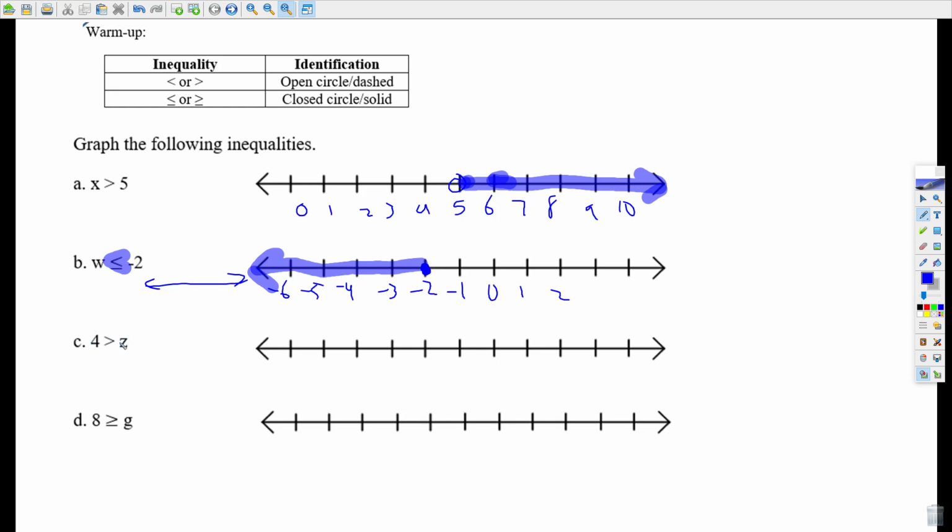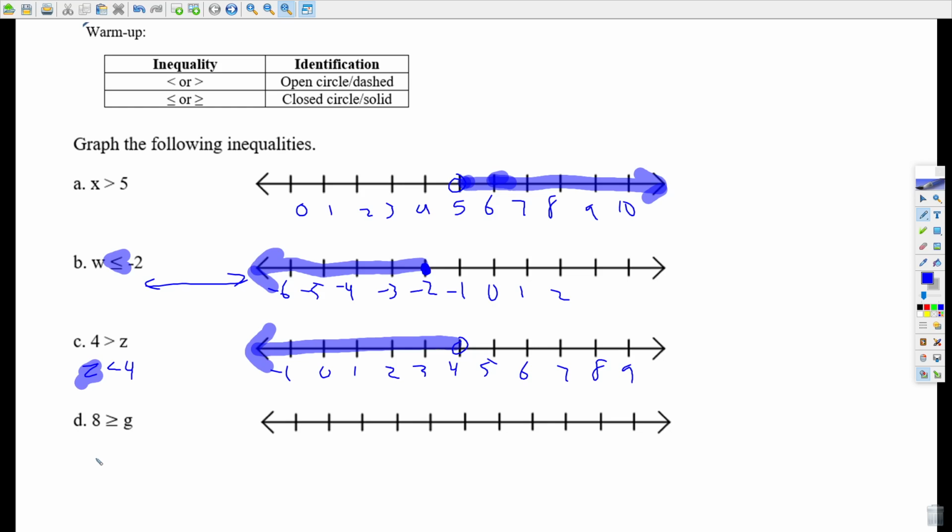Look at the less than sign and shade to the left. Part C is a little backwards, so I would rewrite this, and instead of saying 4 is greater than z, I would flip it around and say z is less than 4. And so if you put 4 somewhere here, less than 4 would be to the left, and it's an open circle, and you would shade to the left, just like we did the last one.